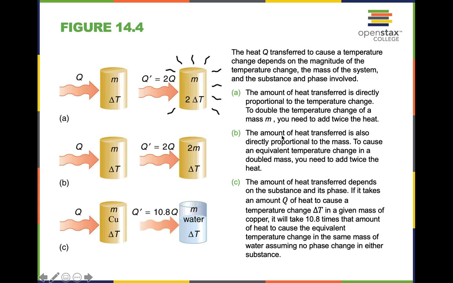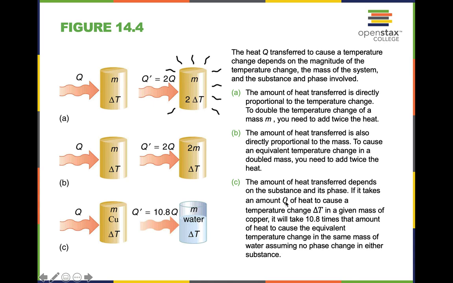For B, the amount of heat transfer is also directly proportional to the mass. So if we're adding mass to one object or another, then yes, it would be a direct proportion to heat. For C, the amount of heat transfer depends on the substance and its phase.